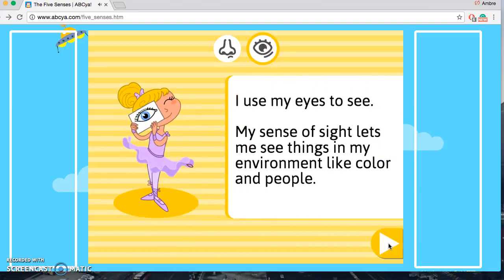I use my eyes to see. My sense of sight lets me see things in my environment, like colors and people. The sense of sight uses your eyes. Your eyes allow you to see different things.